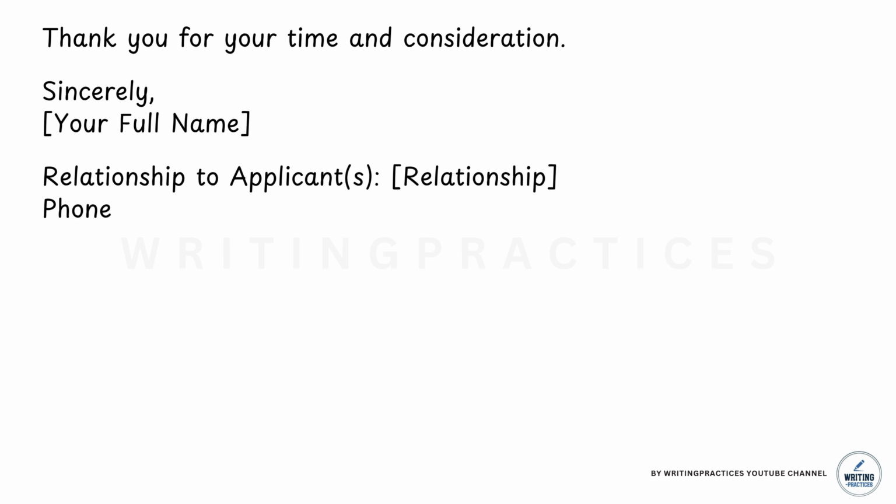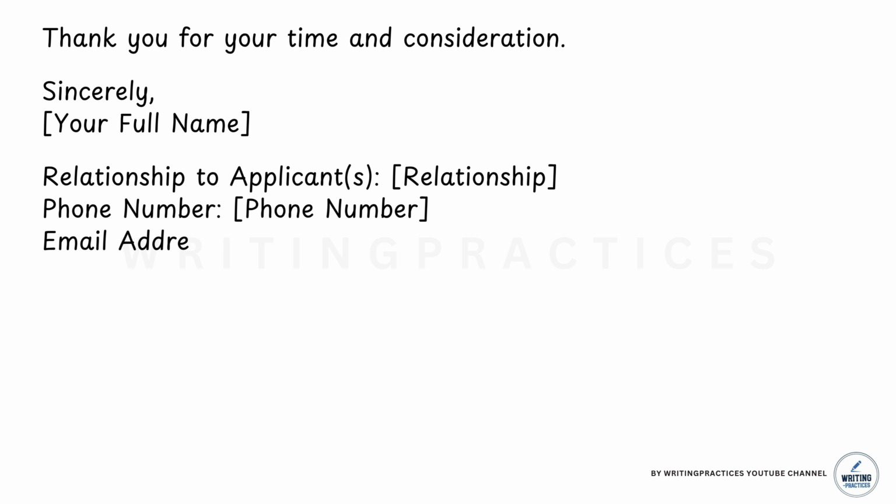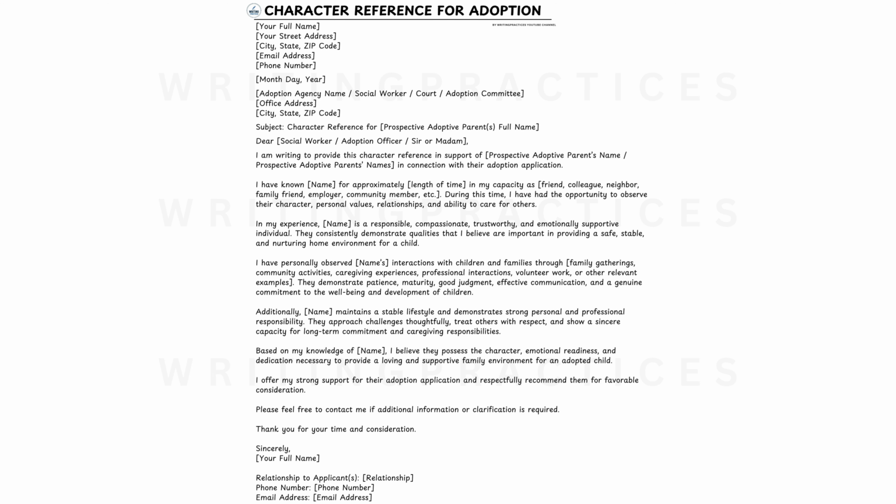Before we wrap up, here are some very important overall tips you should remember when writing a character reference letter for adoption. Be honest, sincere, and specific. Focus on real observations, meaningful examples, and qualities directly related to parenting, stability, caregiving, and emotional support. Avoid exaggerated praise without evidence, and make sure your recommendation clearly explains why you believe the applicant would provide a safe, loving, and responsible home environment.